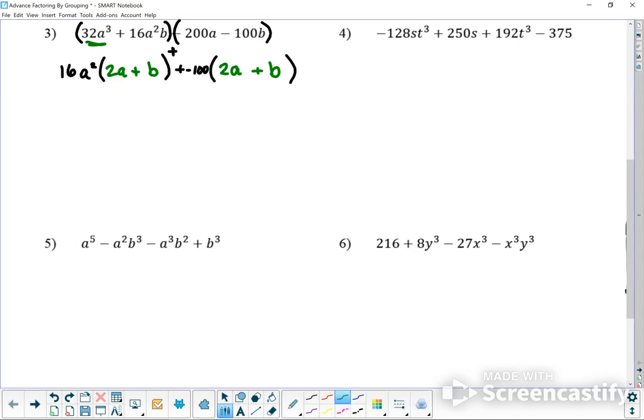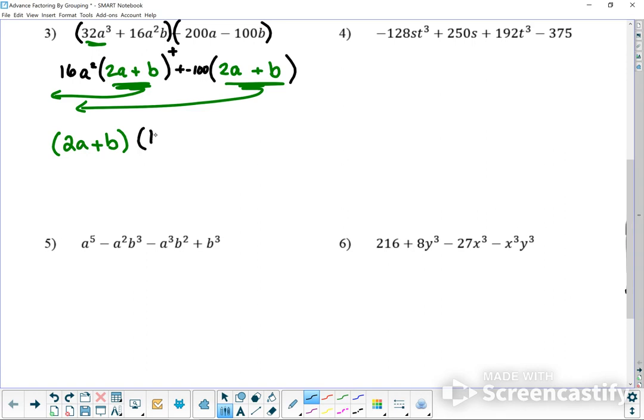Okay, and we're going to go ahead and take that and factor it out, meaning pull it outside. So 2a plus b. And then left over, we will have our 16a squared minus, that plus minus makes minus, 100. And this right here, this is another difference of squares.